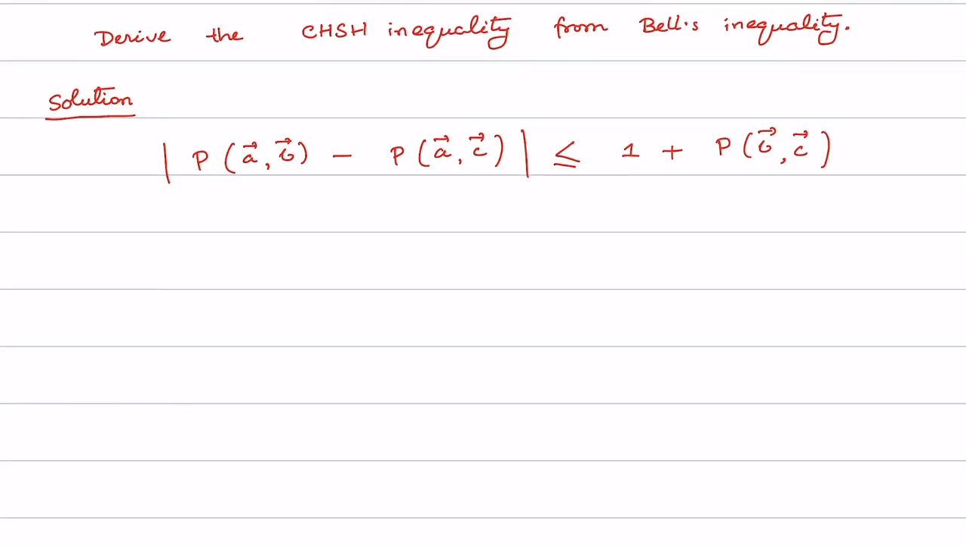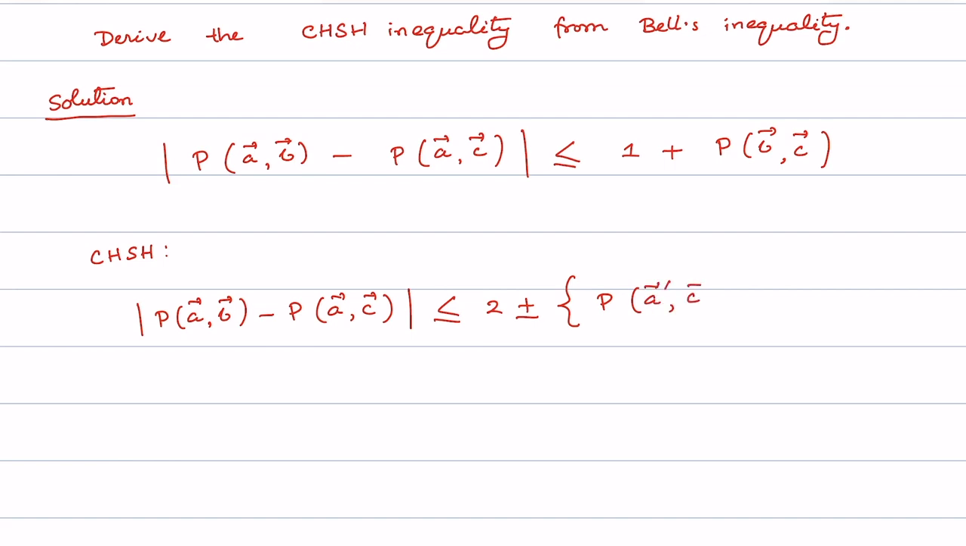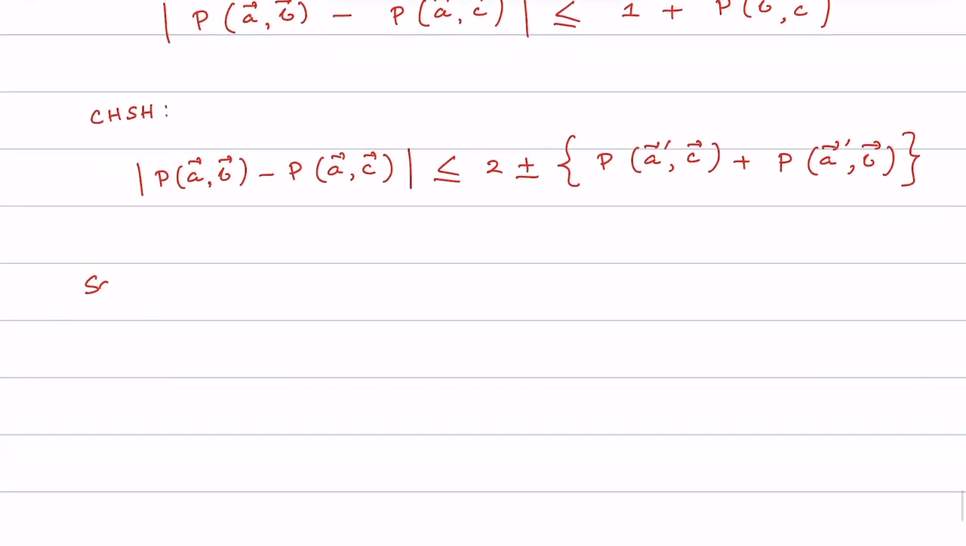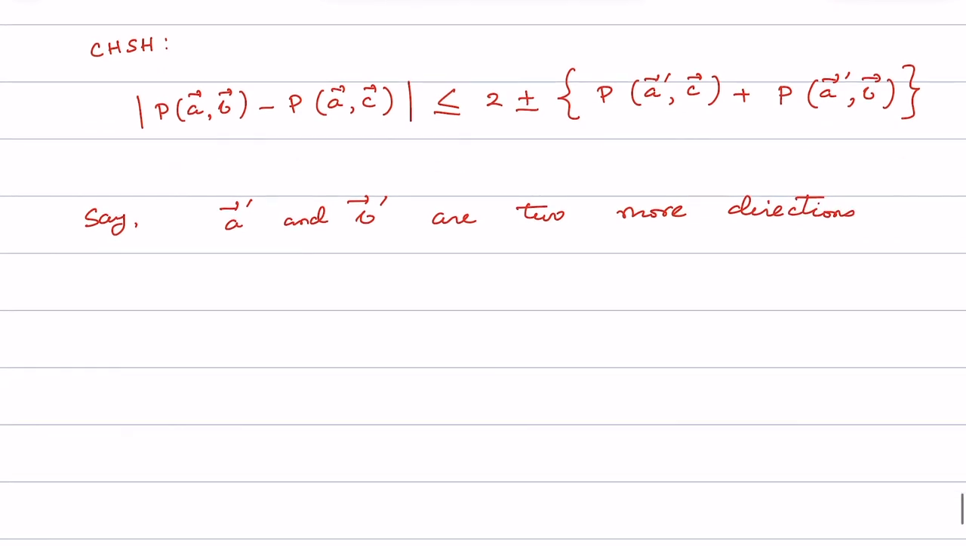Now this is Bell's inequality, and the CHSH inequality is: modulus of P AB minus P AC is less than or equal to 2 plus or minus P A dash C plus P A dash B. Okay, so this is what we have as the CHSH inequality. So let us now derive it. To do that, let us say A dash and B dash are two more directions along which spins can be measured.